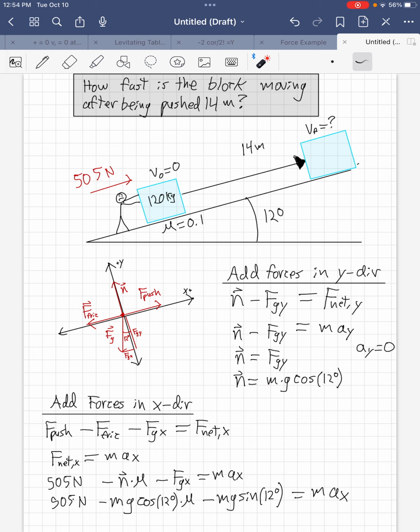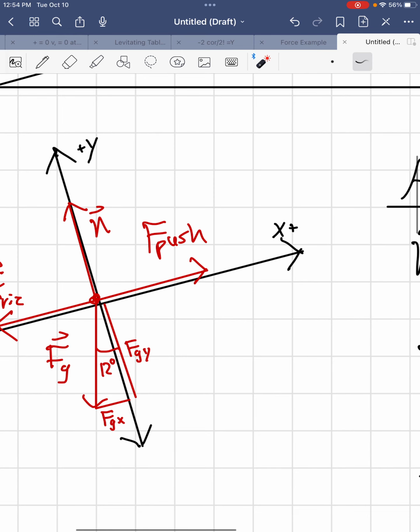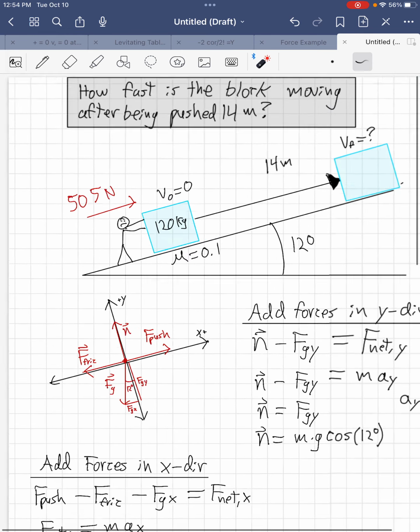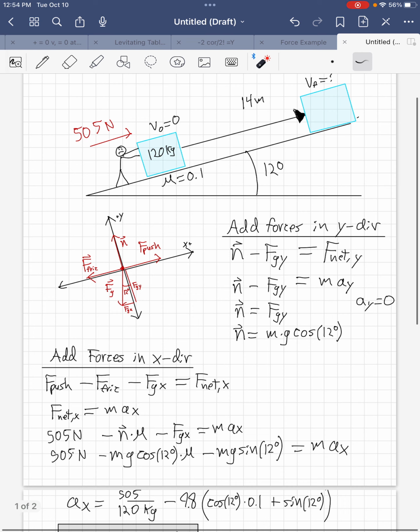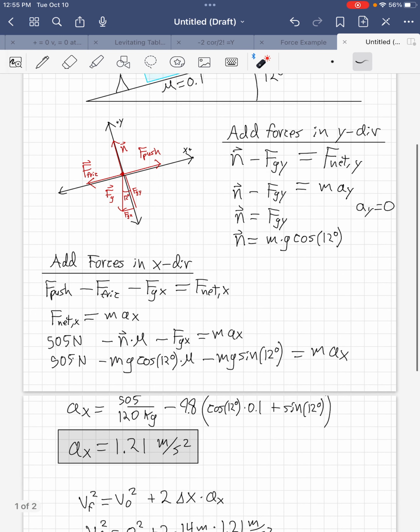Now we want to do the same kind of thing and add up the forces in the x direction. So we have F push in the positive x direction. We have the friction force going in the negative x direction. And we have the x component of gravity as well. Don't forget that. Down here, gravity is pushing you downhill a little bit. So when you add up all those together, that gives you the net force in the x direction, which is equal to the mass times acceleration in the x direction.